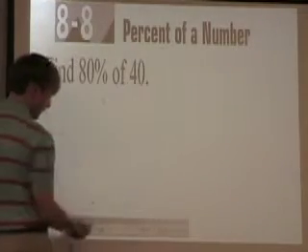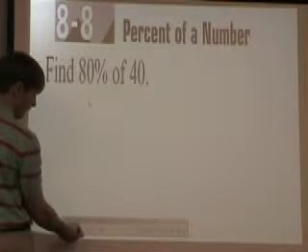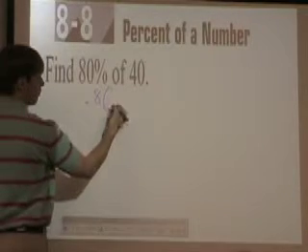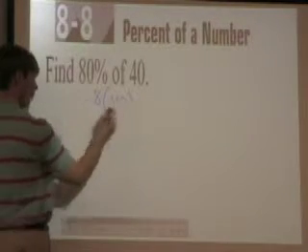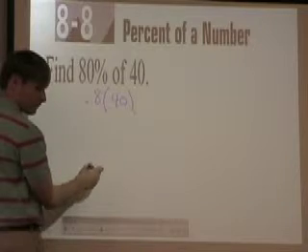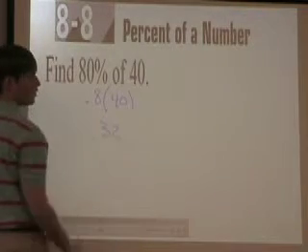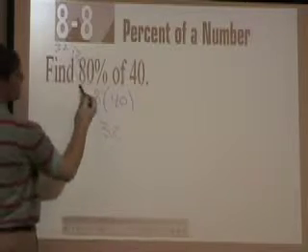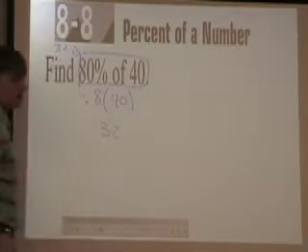Now on this one it says find 80% of 40. So first you make 80% into a what? A decimal. So I got 0.8, of means multiply, times 40. What is 0.8 times 40? 32. So the way you answer it is you say 32 is 80% of 40.